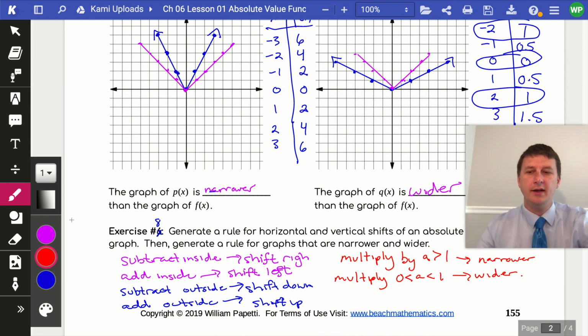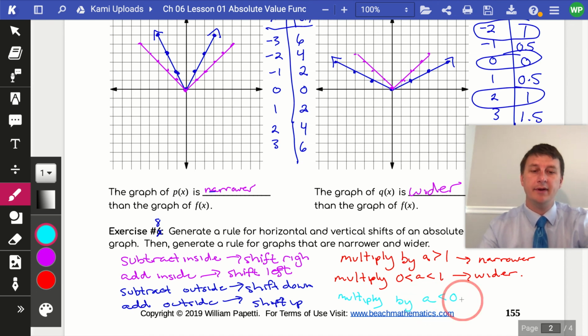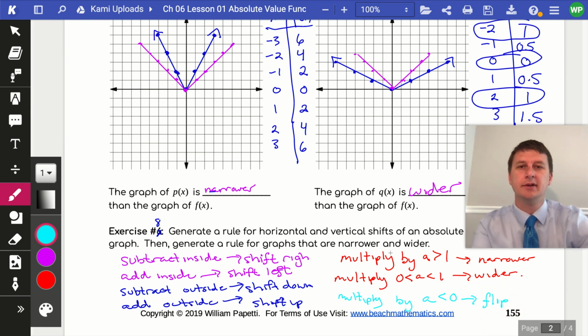And if you wanted a bonus rule here, you could add in a bonus rule that says when you multiply by a number that's less than 0 or a negative number, it's going to flip the absolute value upside down. So there's your bonus rule. You just got 6 free rules and 1 bonus rule in this video.